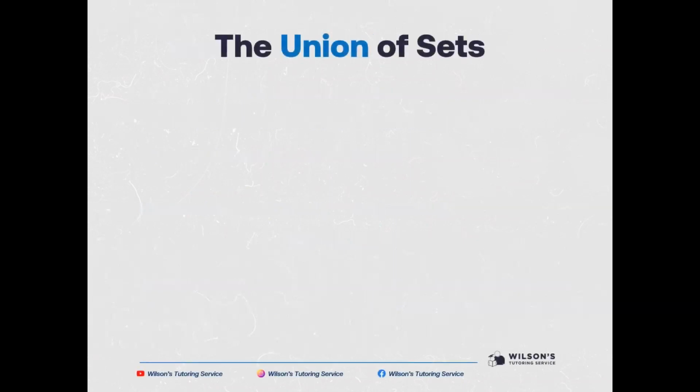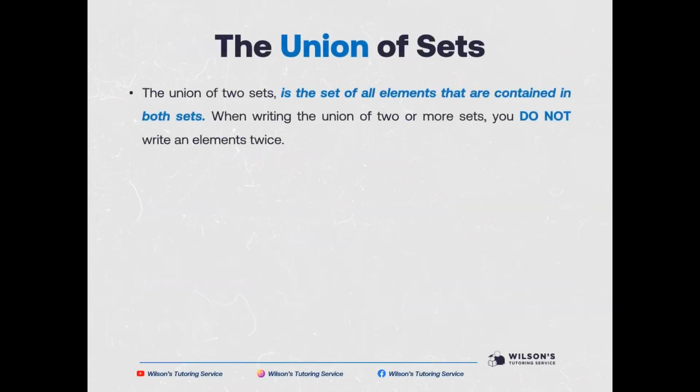The union of sets. The union of two sets is a set of elements that are contained in both sets. When writing the union of two or more sets, you do not write an element twice. The symbol used to represent the union of both sets is a special U.